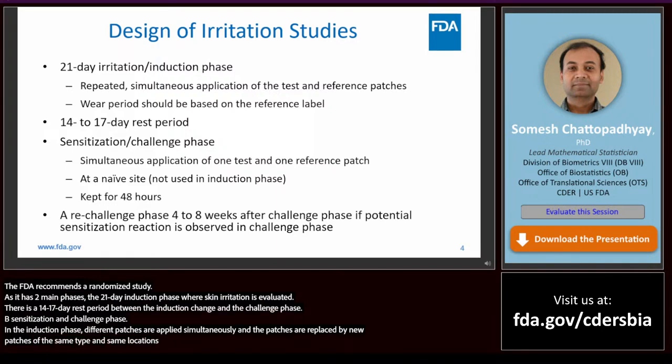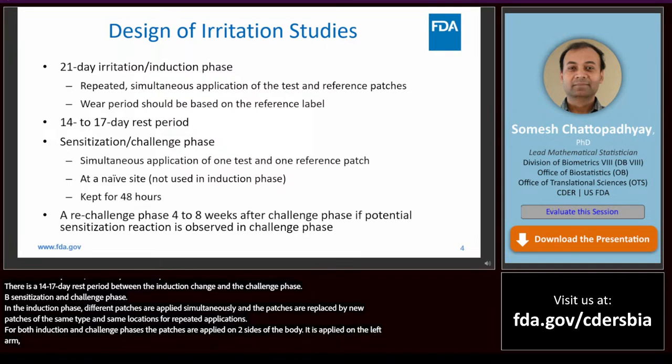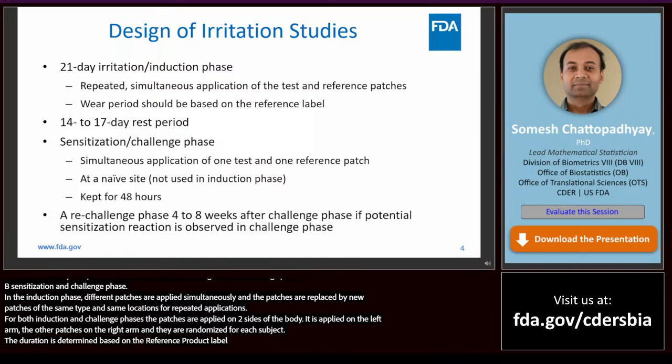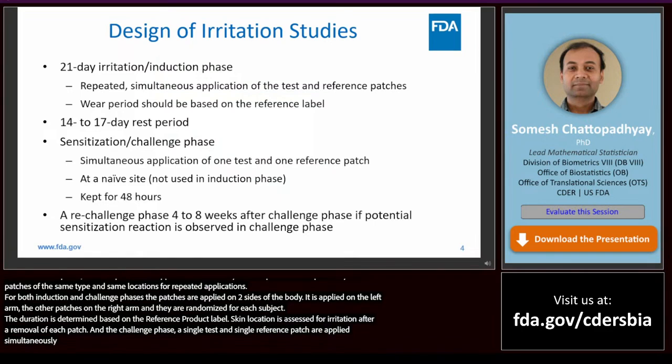For both induction and challenge phases, the test and reference patches are applied on two sides of the body. For example, if the test patch is applied on the left arm, the reference patch is applied on the right arm. The sides are randomized for each subject. The wear duration is determined based on the reference product's label. The skin location is assessed for irritation after removal of each patch. In the challenge phase, a single test and a single reference patch are applied simultaneously at 9 sites that were not used in the induction phase and kept for 48 hours.